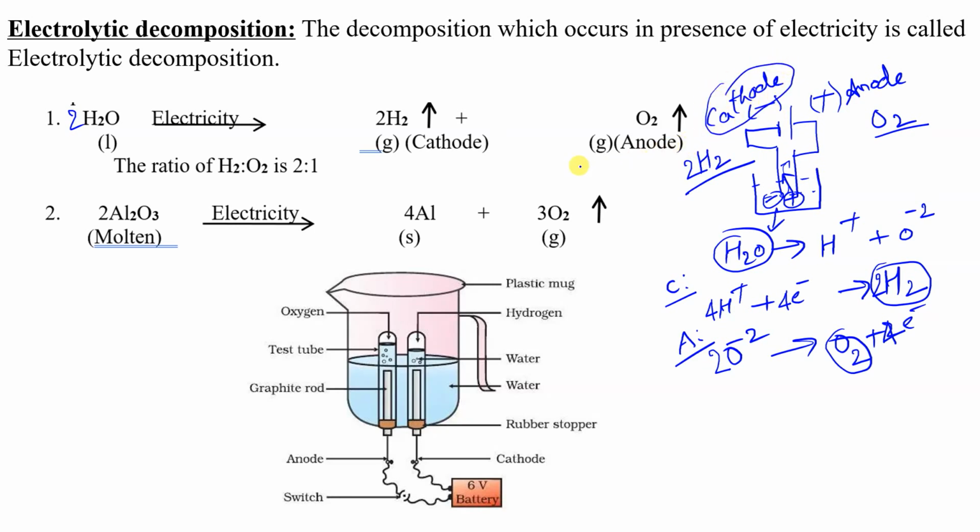Similarly, we have a second example like Al2O3. Similar to this, Al2O3 also breaks into aluminum atoms as well as oxygen gas. All these things happen when you pass electricity only, so it is called electrolytic decomposition. I hope up to here it's clear. Let's solve some questions.